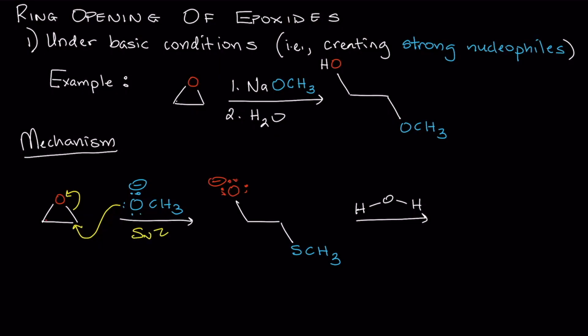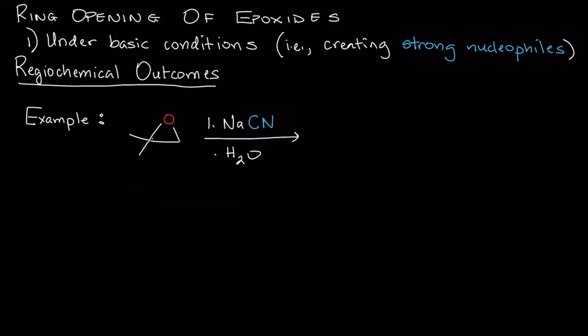Which now, if you add your second reagent, which is water, you can then neutralize your product in a proton transfer step to form your epoxide. And there's your mechanism. So now we're going to focus on our regiochemical outcomes for your ring opening under basic conditions.